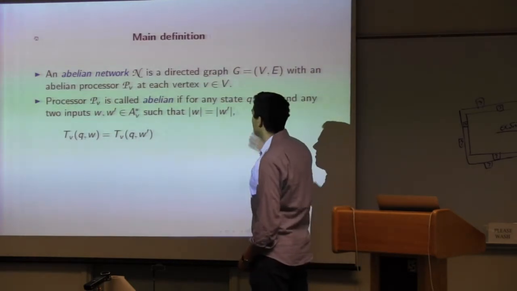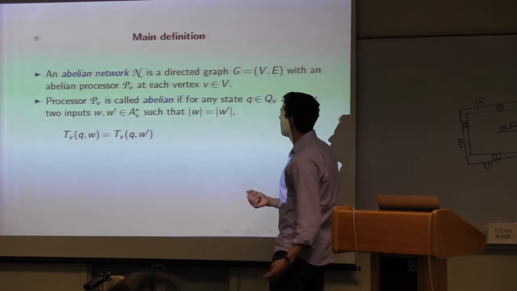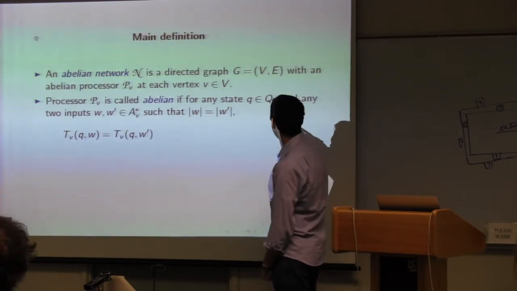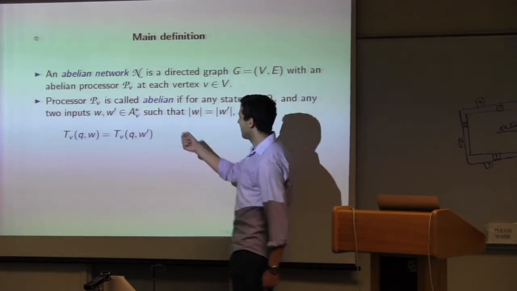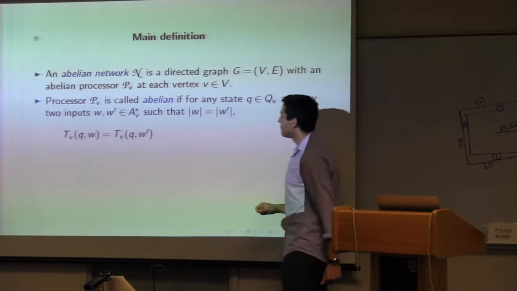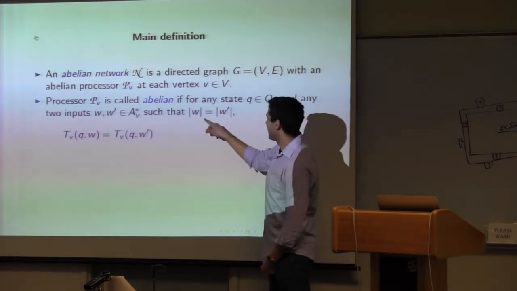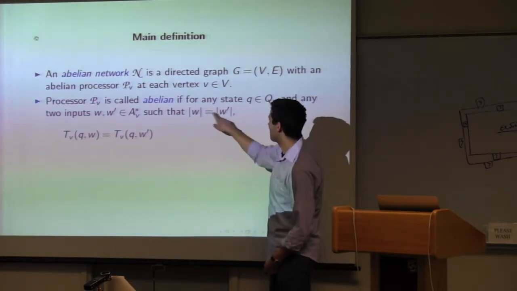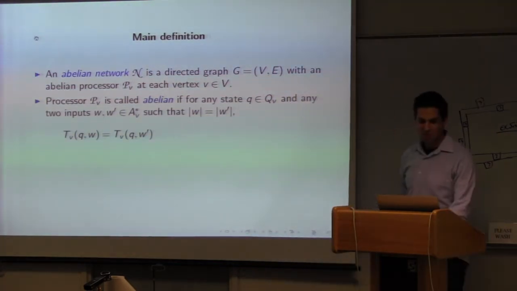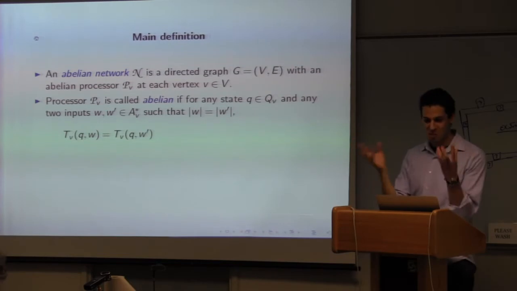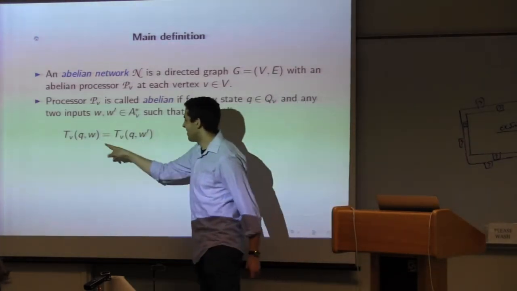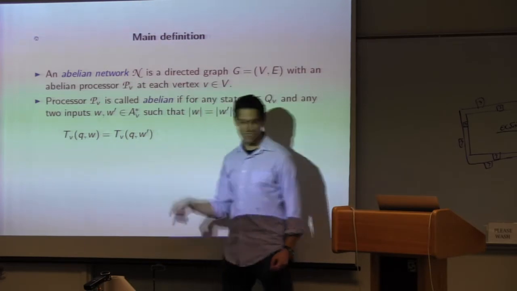Okay. So there are going to be 2 axioms, one for states and one for messages. For any state in the state space and any 2 inputs, so these inputs are words in the input alphabet of that processor, such that this notation means the letters of W prime are a permutation of the letters of W. Suppose I take 2 inputs which are permutations of each other. The final state that this processor arrives at is the same for the 2 words.